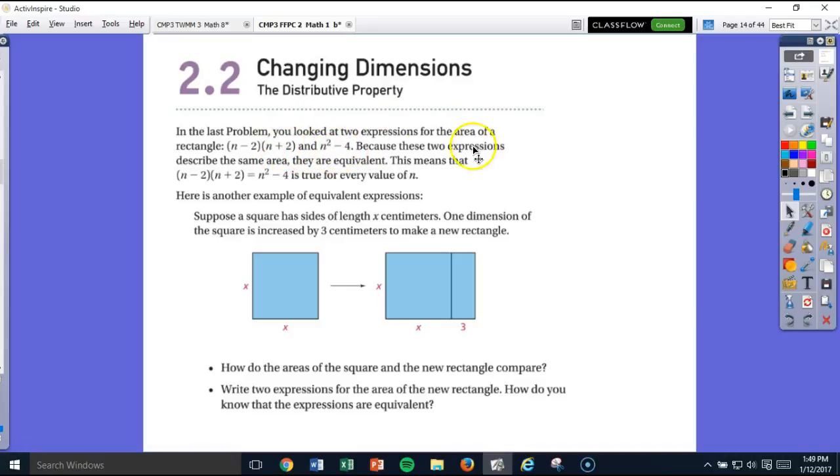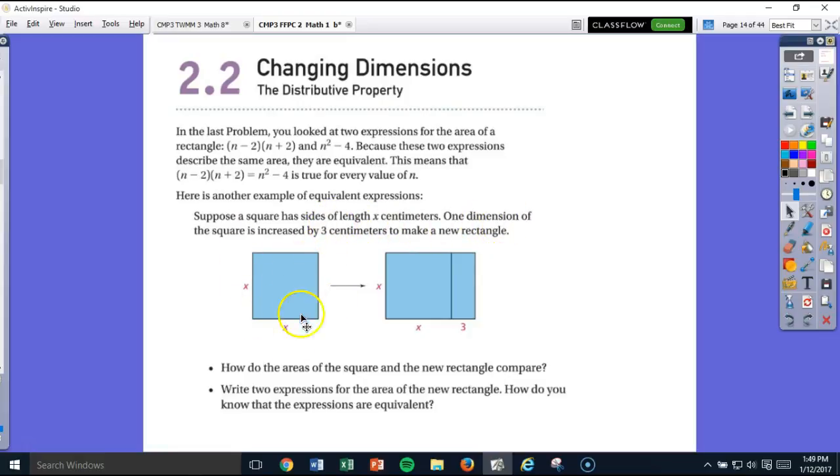Now these two expressions describe the same area, they're equivalent, so it means that we could rewrite it like this: n minus 2 times n plus 2 equals n squared minus 4, and that's going to be true for every value of n. So let's go to the next step where we have another example of equivalent expressions. It says, suppose a square has sides of length x centimeters. One dimension of the square is increased by 3 centimeters to make a new rectangle.